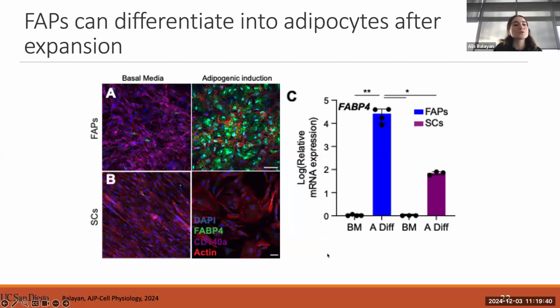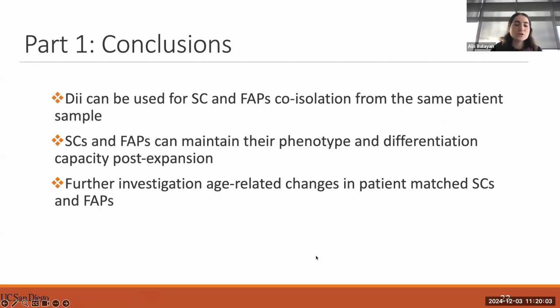I was also able to demonstrate that fibroadipogenic progenitors can differentiate into adipocytes after expansion. After adipogenic induction in culture for about 14 days, I was able to see robust upregulation of fatty acid binding protein 4, which I used as a marker for differentiation. Also, you could see here staining in green for fatty acid binding protein 4. So the part one conclusion was that the digestion 2 method allowed me to isolate satellite cells and fibroadipogenic progenitors from the same patient samples. And these cells are able to expand in culture and maintain their phenotype and differentiation capacity.